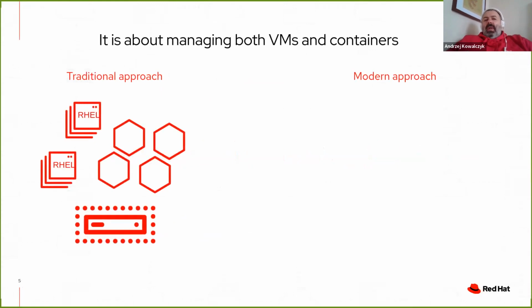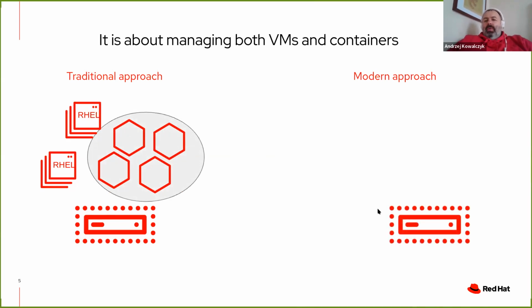Traditionally, in the past, there was hardware, and on top of it a hypervisor was installed. Then you could run RHEL, Linux, Windows, any other flavors of Linux. And if you needed to run containers, then you needed to install some container platform, like Openshift.